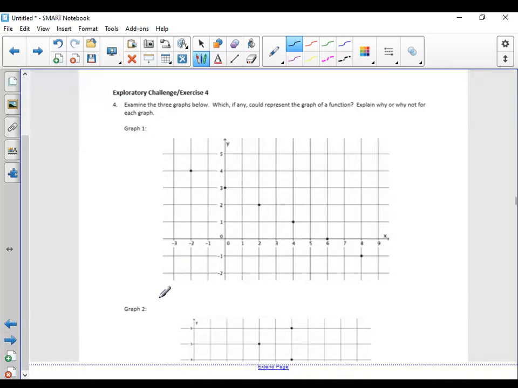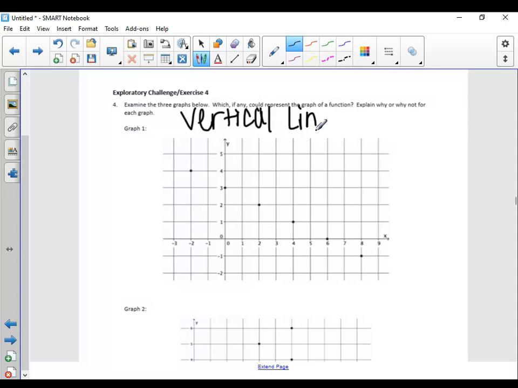All right, this is kind of where we're talking about functions. This is where you need to pay attention. It says, examine the 3 graphs below. Which, if any, could be represented as a function? This is where you guys are going to do this thing called the vertical line test. Vertical line test. So write that up here. Vertical line test. If it passes the vertical line test, it is a function.